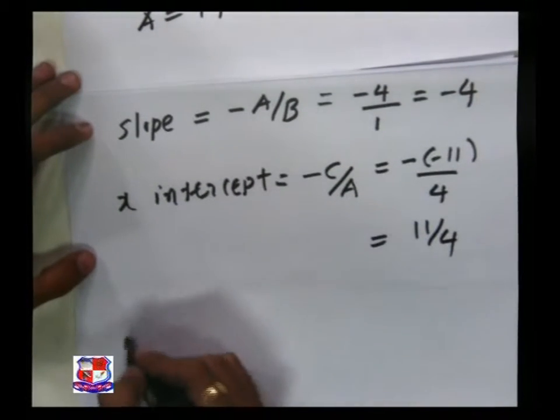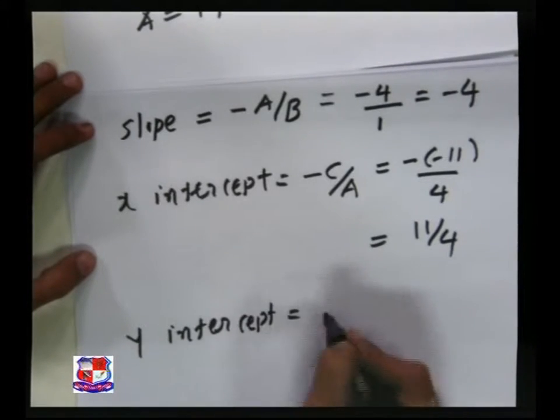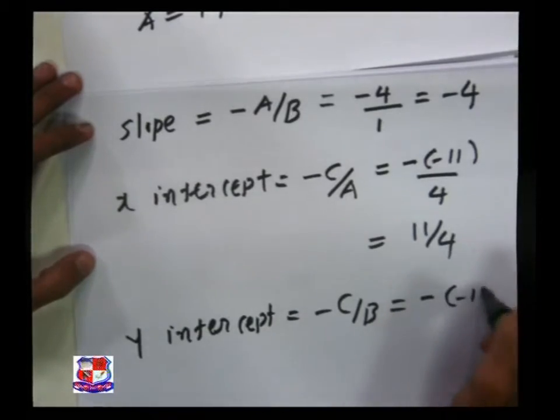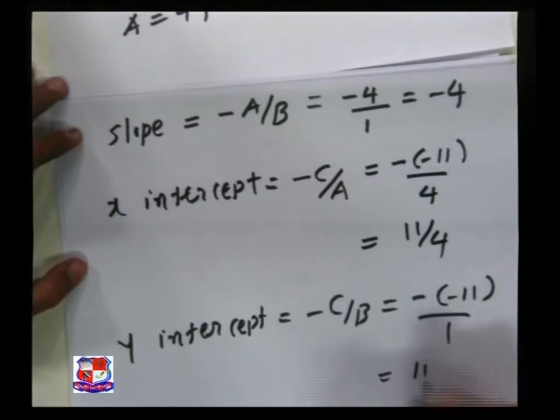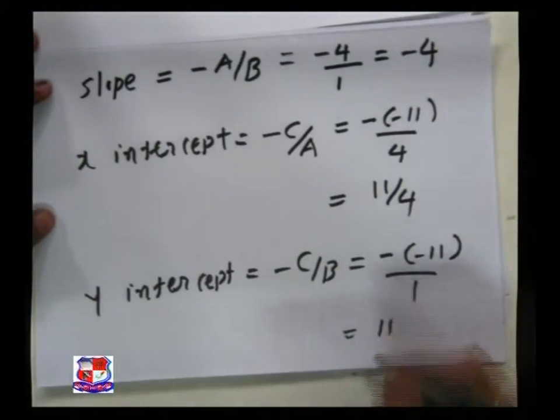And in the same way, the y-intercept is equal to minus c by b. So here minus c, that is minus of minus 11 upon b, is equal to 1. So here the answer is 11, which is the value of y-intercept.